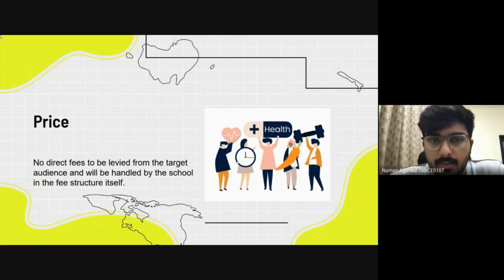Coming to the price in the marketing mix. Our target audience doesn't need to pay anything directly in monetary terms, as UFIT will be directly collaborating with the schools to provide the fitness program to the school-going children. What would be happening here is that a nominal fee would be charged from the students in the fee structure itself. Once the fees are levied, all the monetary expenses will be borne by the school itself.